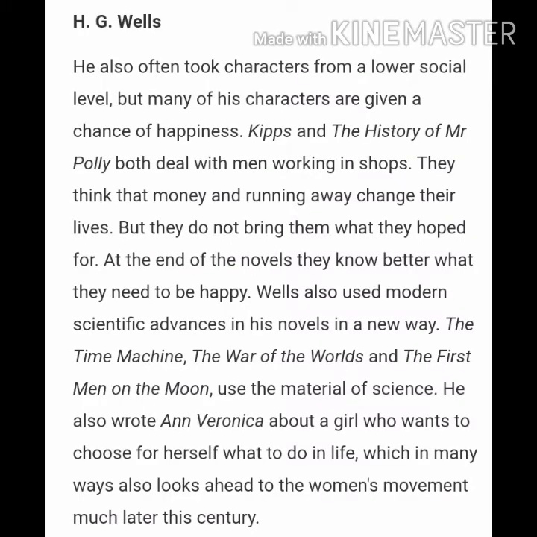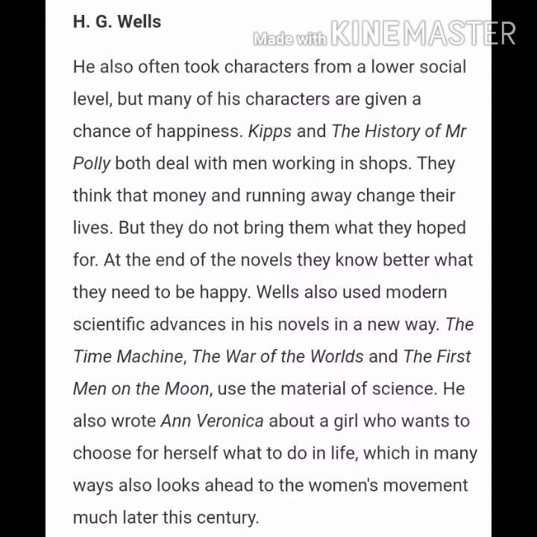H.G. Wells. He also often took characters from a lower social level, but many of his characters are given a chance of happiness. Kipps and The History of Mr. Polly both deal with the men working in shops. They think that money and running away change their lives, but they do not bring them what they hope for. At the end of the novels, they know better what they need to be happy.